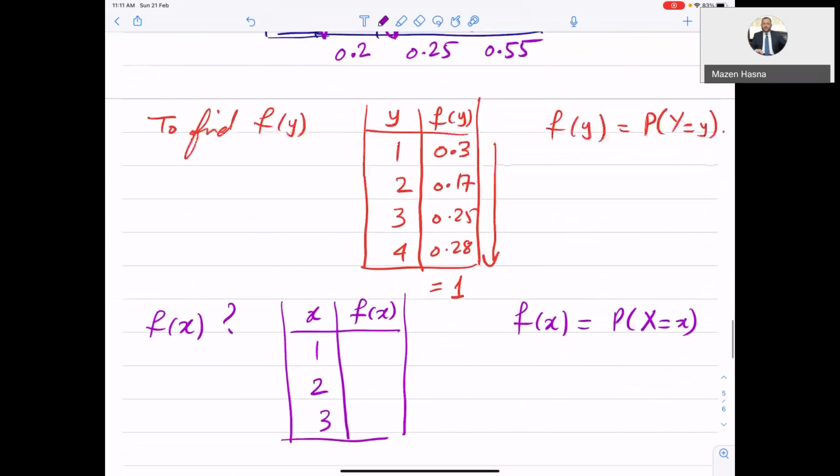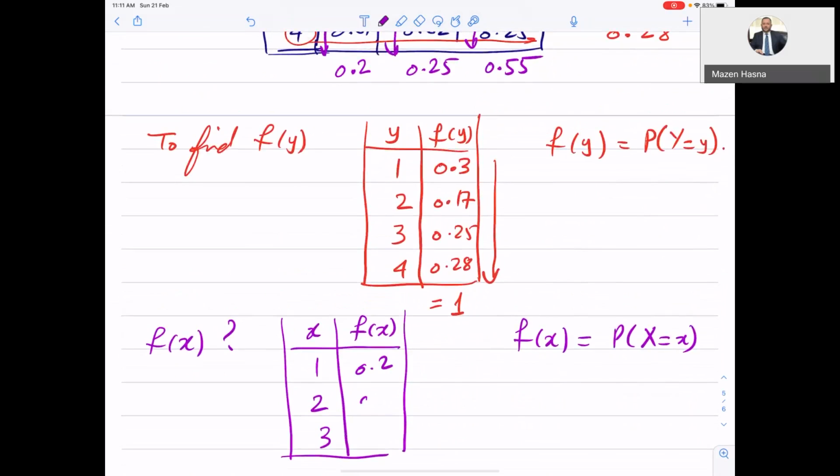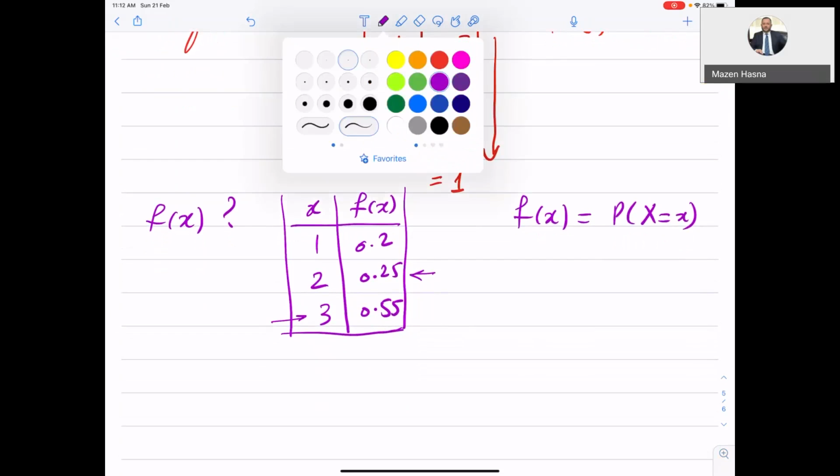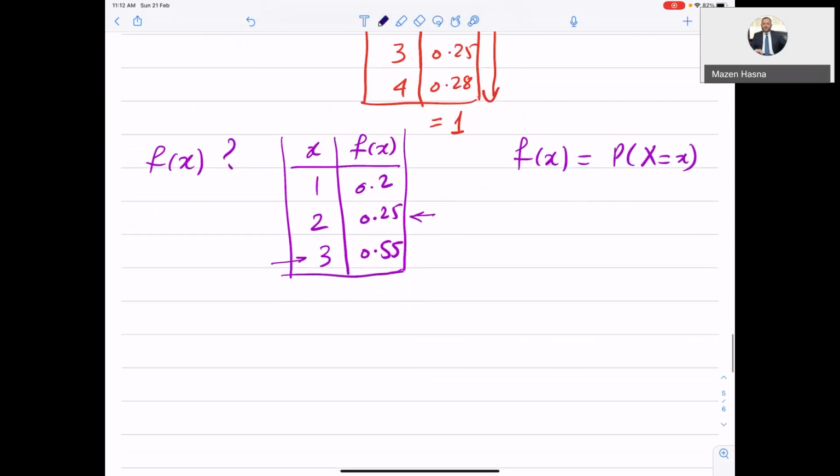So 0.2, 0.25, 0.55. So what does this tell you? It tells you that 55% of the time you have a good signal, a signal with 3 bars, while 25% of the time you have only 2 bars, and 20% of the times you have 1 bar on your mobile phone.